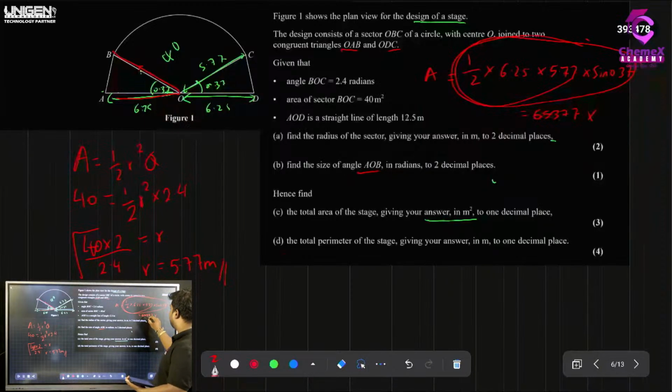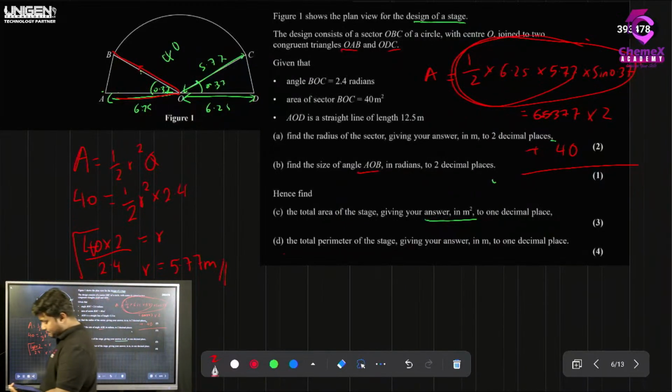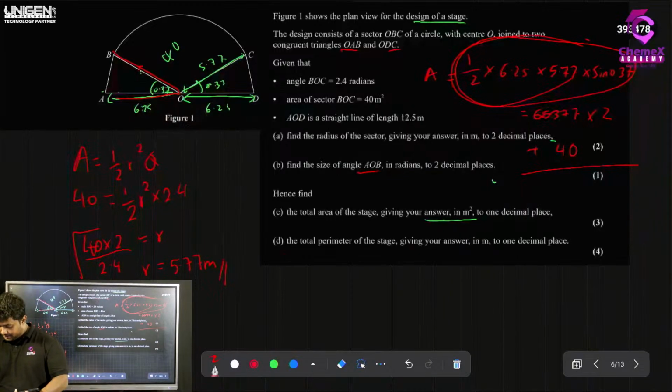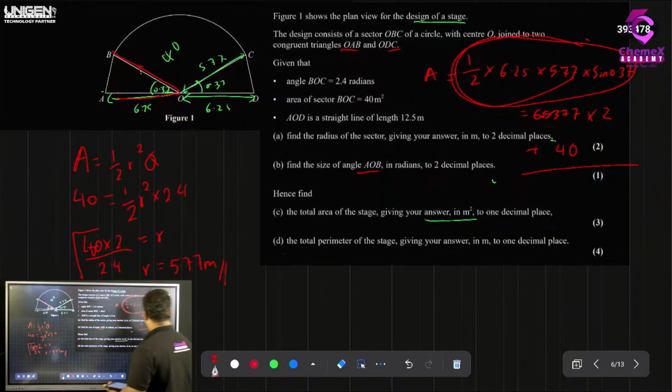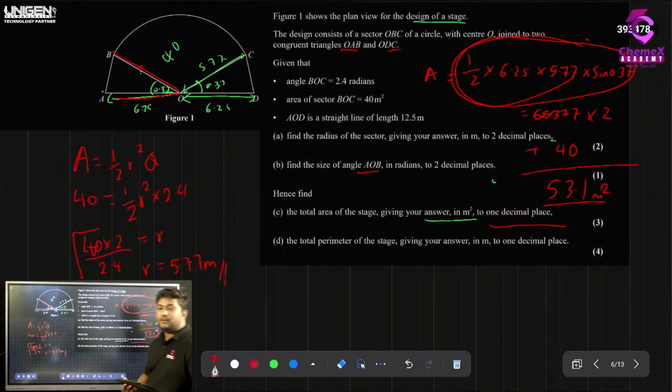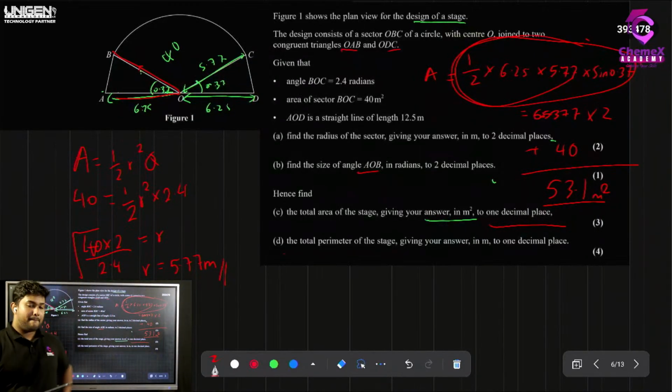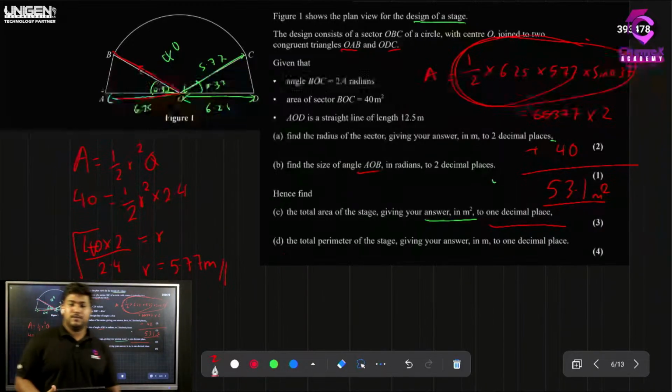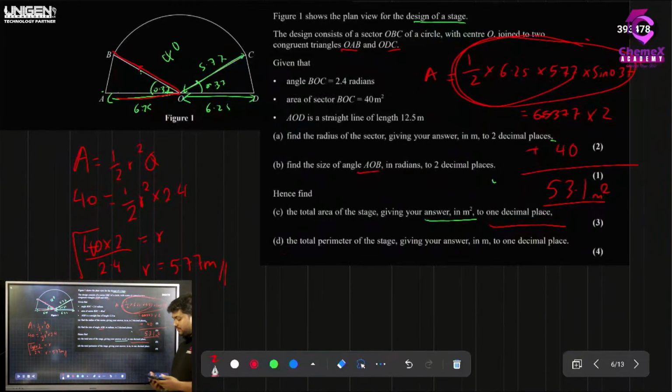Then how do you find the total area of the stage? This into 2, then add 40, right? What's the total answer then? 6.5377 into 2 plus 40. It's going to be 53.1, correct to 1 decimal place. Do you understand or not? How I did that question? Understood? If there's a place where it's not clear for you, ask, I'll explain again.